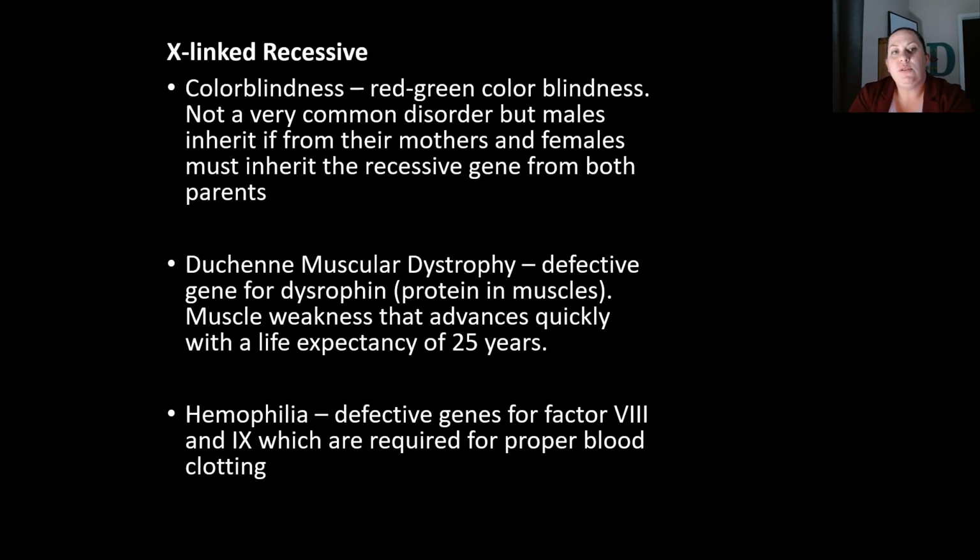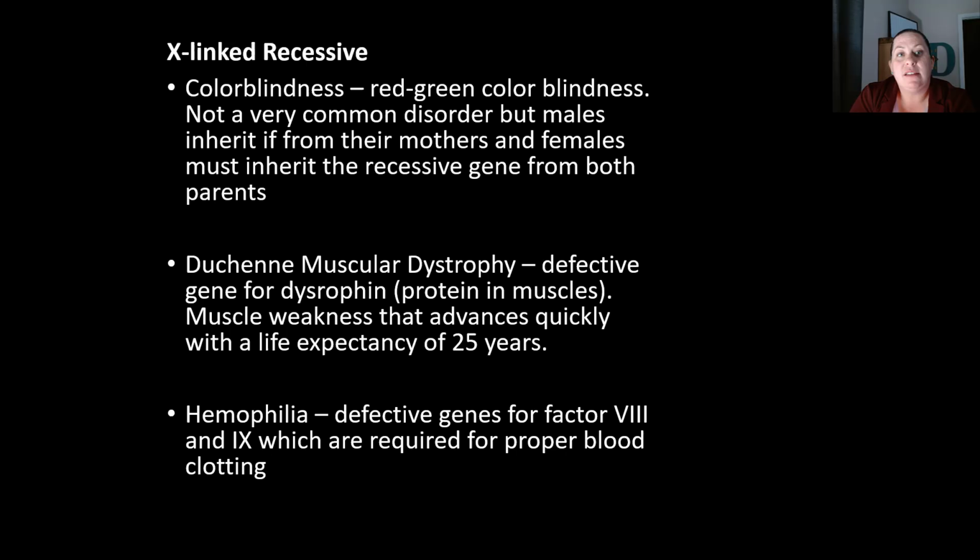On the X-linked recessive side, we have color blindness. Color blindness here is talking about red-green color blindness. It is not a very common disorder, but males inherit it from their mothers, and females must inherit a recessive gene from both mom and dad. So this means mom has to at least be a carrier of this color blindness, and dad has to be colorblind in order for a female to get this.